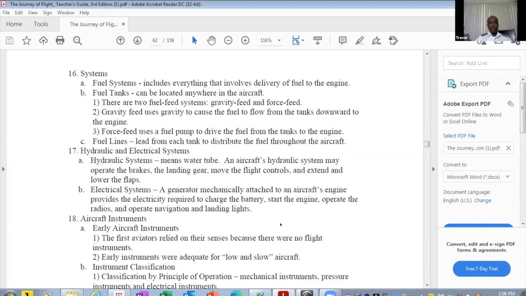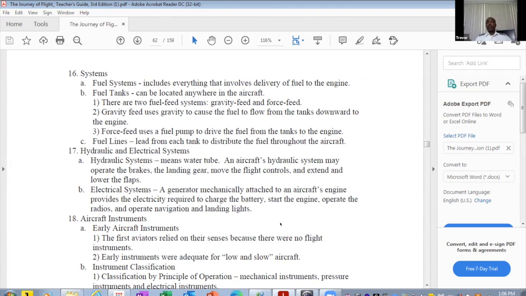Now, the systems. For any aircraft with a propulsion system to move through the air, it has to use some kind of fuel to create the combustion. So we have fuel systems, which involve delivery of fuel to the engine, and we have to have fuel tanks to feed those engines with fuel. So there are two fuel feed systems.